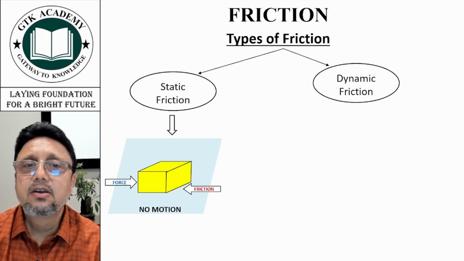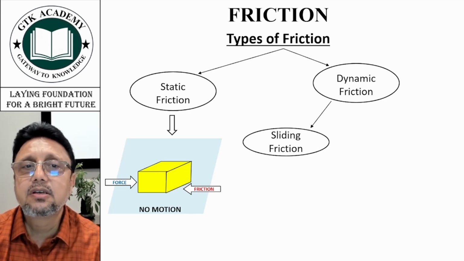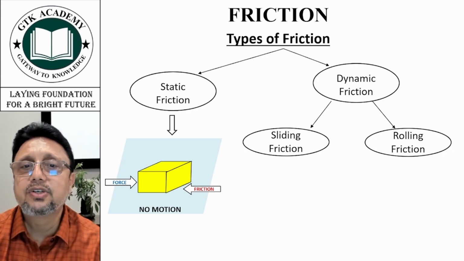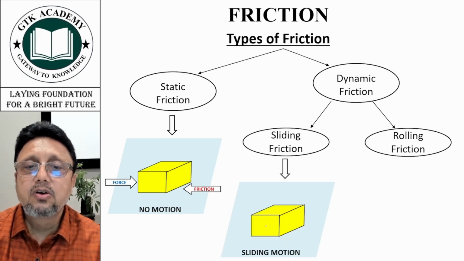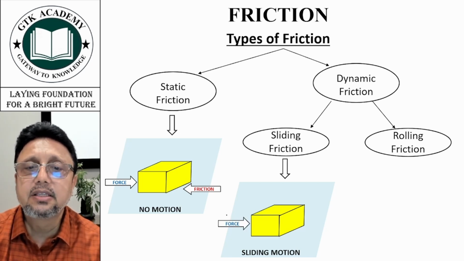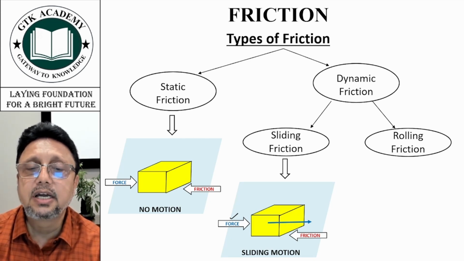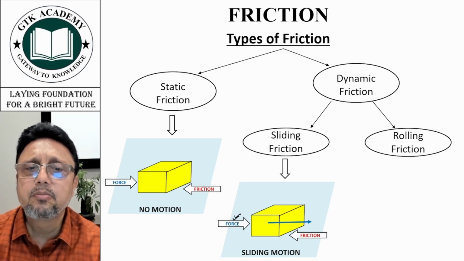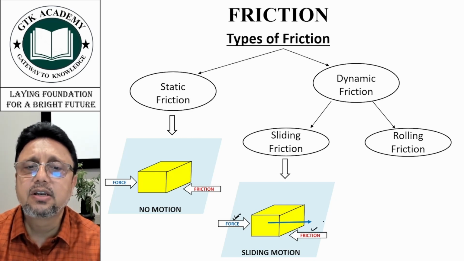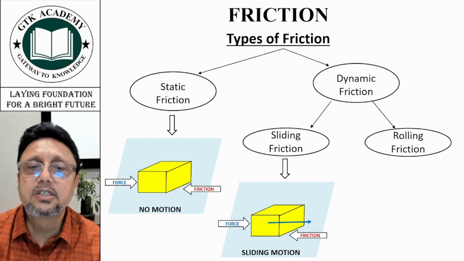In dynamic friction again, we have sliding friction and we have rolling friction. What is sliding friction? Suppose there is a block which is sliding. That means there is a sliding motion. You are putting force here in this direction and this block is sliding in this direction. And there is a force of friction which is opposing the sliding motion also. That is why if you make this force zero, it will stop after some time because of this friction. So this is called sliding friction.